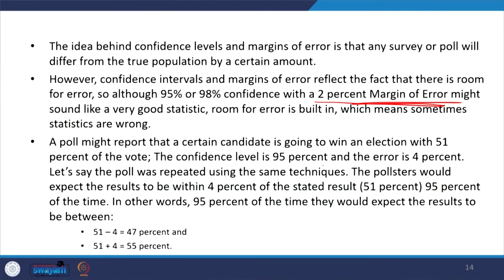Let us say the poll was repeated using the same technique 95 times. There will be an error of plus 4 or minus 4. So, with 51% of the vote, the candidate may get 55% or may get 47%, but not below that. That means we can guess about the product or the candidate in an election better.